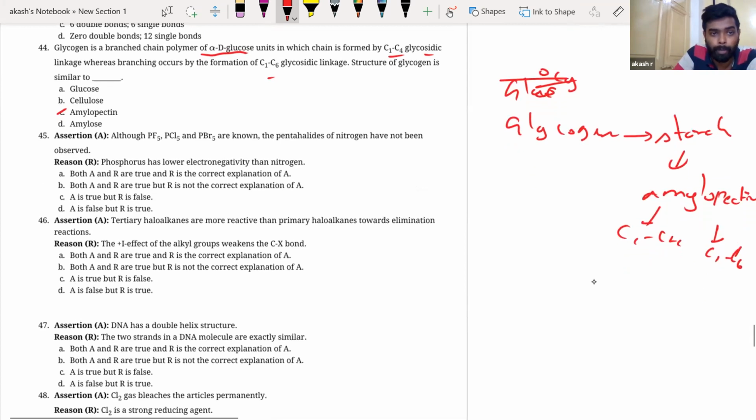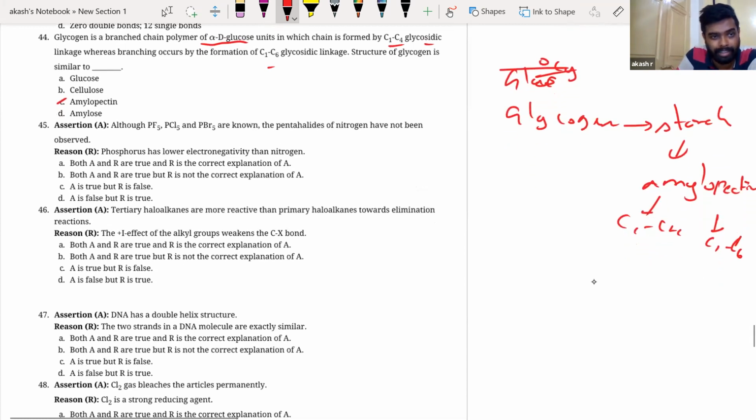Okay. Although PF5, PCl5, PBr5 are known, the pentahalides of nitrogen, I think, have not been known. It is because phosphorus has lower electronegativity than nitrogen. Okay, first, is the option correct? Is the first one a true statement?